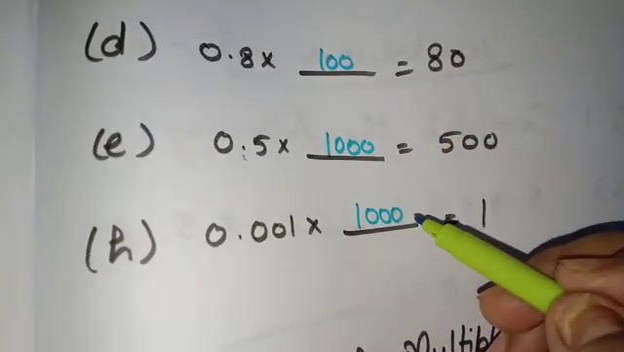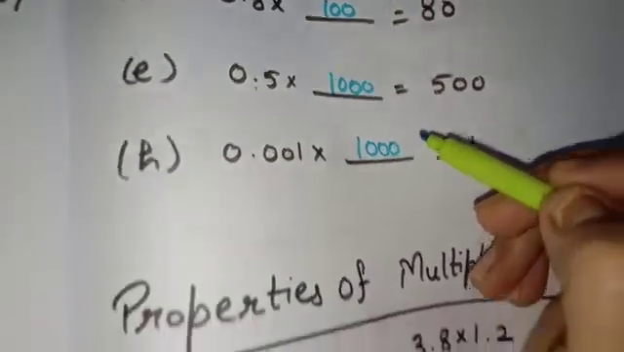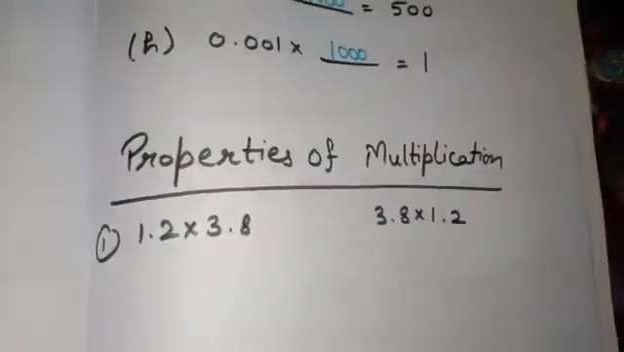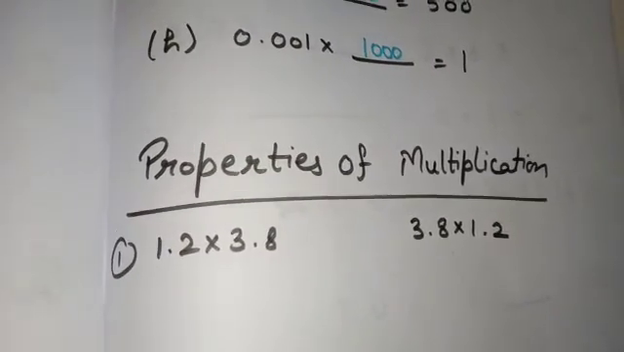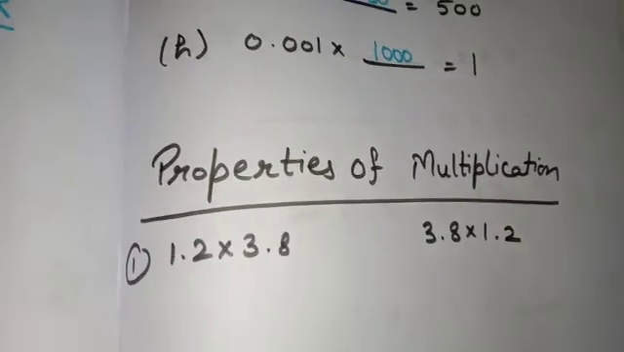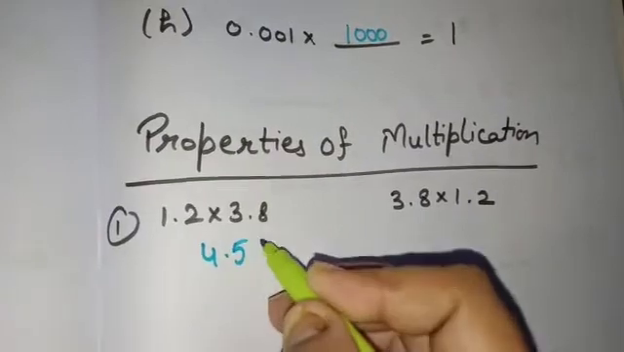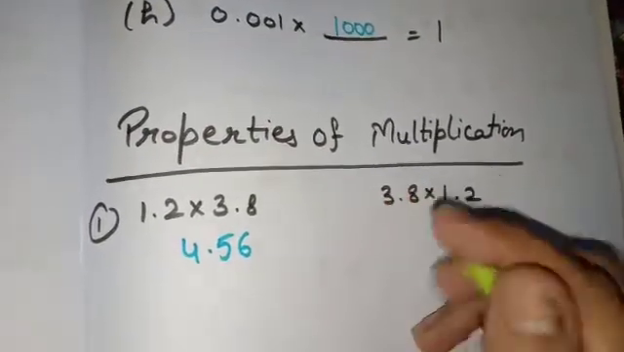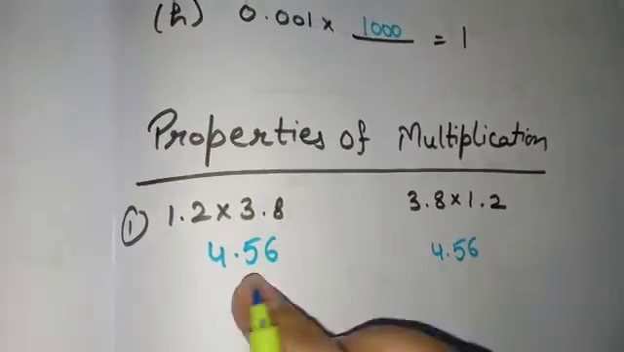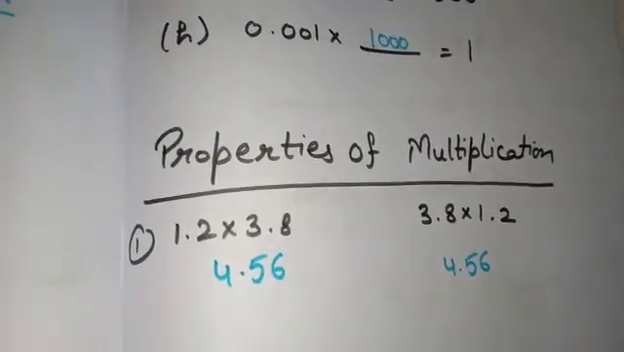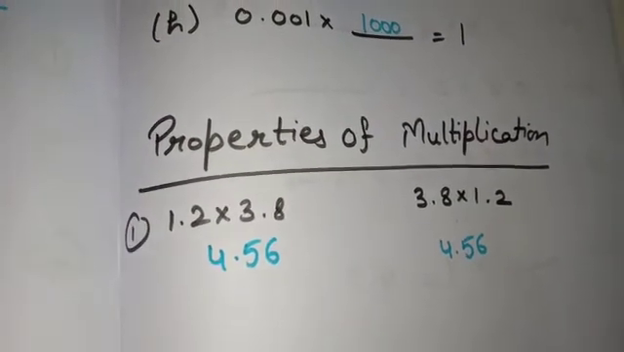The remaining parts of the question you will do on your own, and this completes our worksheet 3. Now we are going to start the properties of multiplication. Our first property is, if I want to multiply 1.2 multiply 3.8, the answer will be 4.56. You can check by multiplication. If I change the order, even then the answer will be 4.56. So this is the first property. If two decimal numbers are multiplied in either order, the product remains the same.